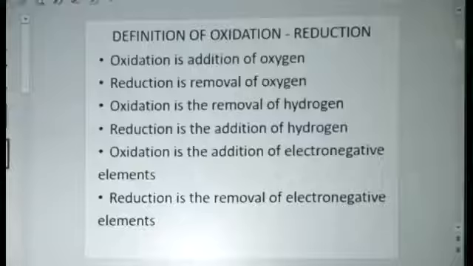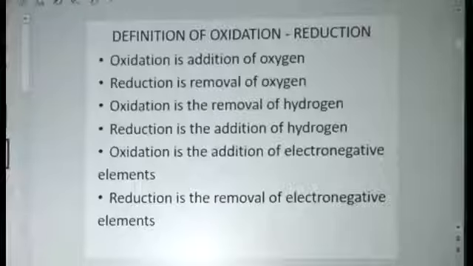Now, how do we define oxidation reduction? Oxidation can be defined as a process that involves addition of oxygen, while reduction is a process that involves removal of oxygen. That is one way. In another way, we can also define oxidation reduction in terms of hydrogen. Then oxidation is a process that involves removal of hydrogen, while reduction is a process that involves addition of hydrogen.